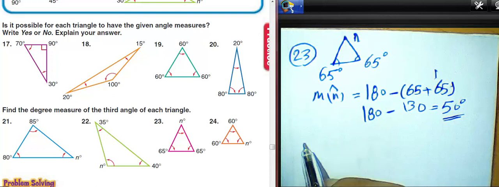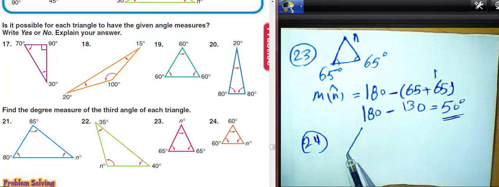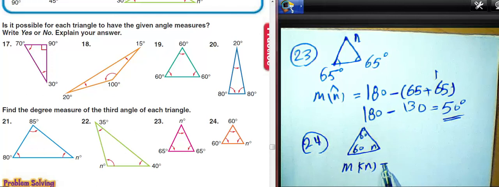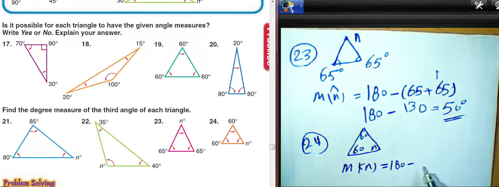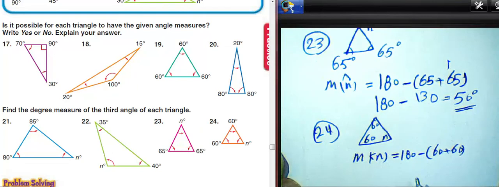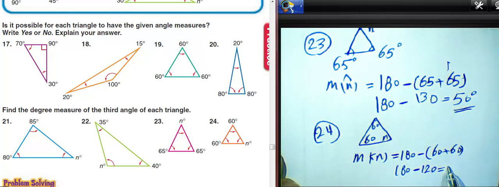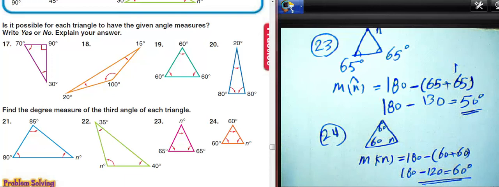Question 24. We have an equilateral triangle, because the measures of the angles are 60 and 60 and n. So the measure of angle n equals 180 minus (60 plus 60). That is 180 minus 120, which equals 60 degrees.